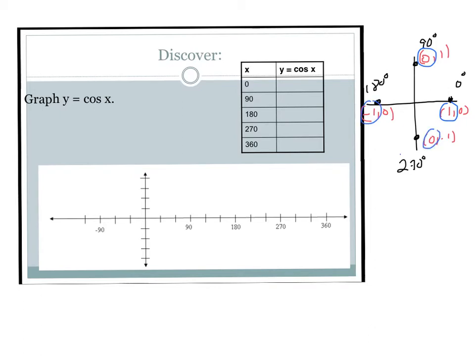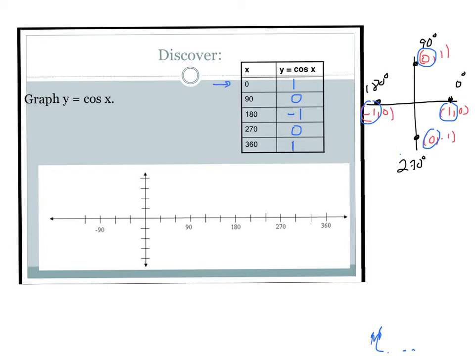And I know what can be confusing is these are all the x values, even though x is our input. Even though they're x values from the graph, they're technically our y values because they're the output. So this gives us our height of the graph. And so 0 is 1, 90 is 0, 180 is negative 1, 270 is 0, and back to 360 is going to be 1.